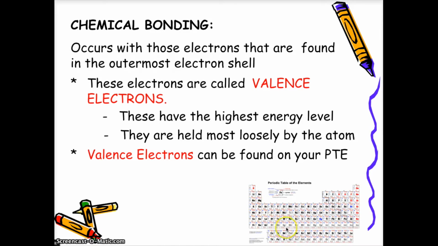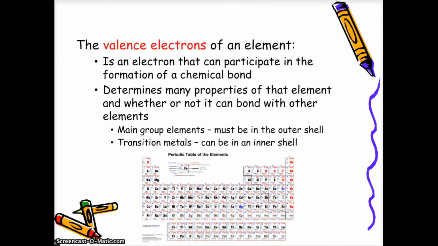Now again, this is a small version of your periodic table of elements, but just having an awareness of where these things are on the periodic table will help you be able to identify the valence electrons and how atoms are going to bond. The valence electrons of an element are the electrons that can participate in the formation of a chemical bond. So it's the number of electrons we have available for bonding. It also determines the properties of that element and whether or not it can bond with another element.